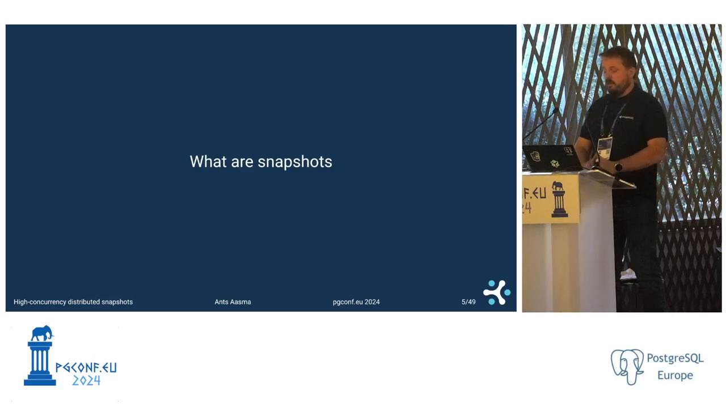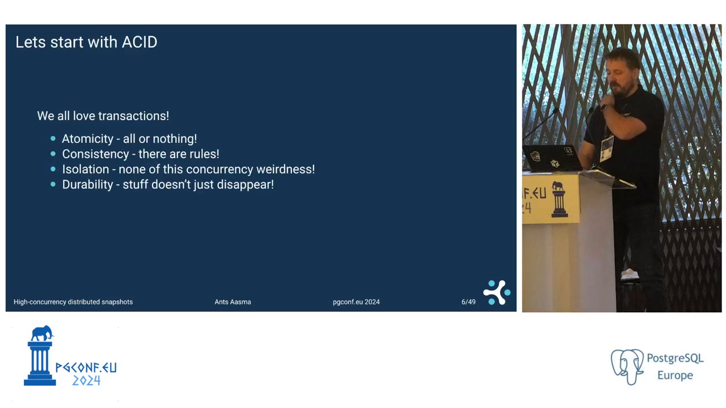So let's first start our discussion with what snapshots are. I think a lot of you, if not most, know this by heart, but I'm going to do a first principles overview of this database concurrency stuff, so everybody understands it the same way I do. And I'm going to try to point out which parts of the concurrency problem are inevitable from a mathematical standpoint. So everybody loves ACID, right?